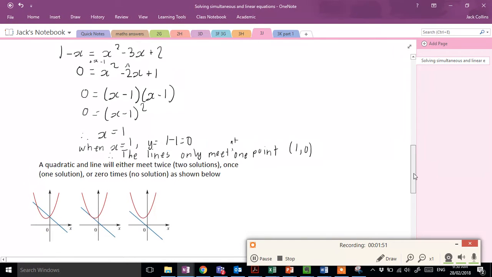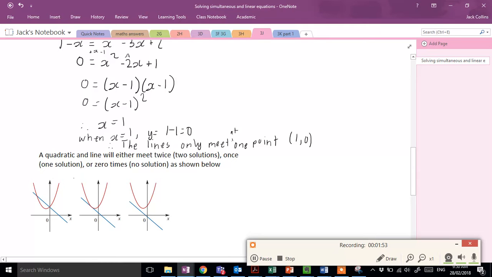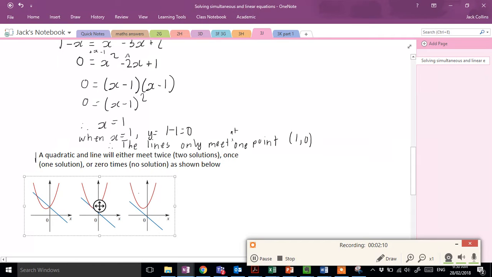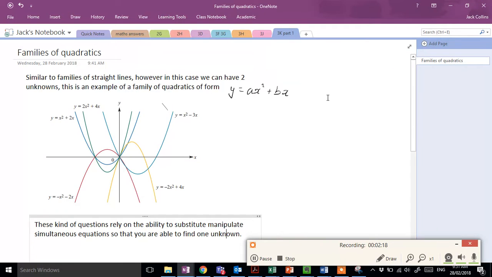Okay. So basically with these, and this needs to be copied down, guys, with these simultaneous equations, a quadratic and a line will meet either twice, in this first case, where they intersect twice, with two solutions, once, where it's a tangent, one solution, or 0 times, where, because of the gradient of the line, they never actually meet at all, as shown below.